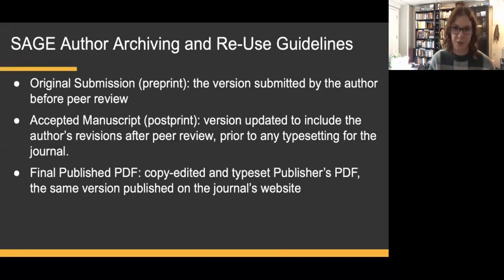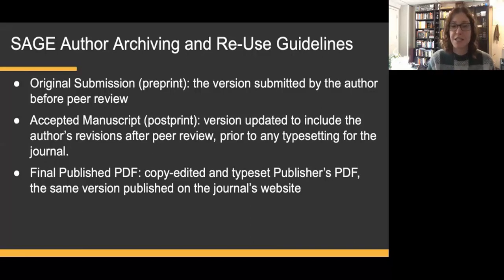So I'll turn back to an example from Sage. They have what they call author archiving and reuse guidelines, which you can find on their website and which outlines what you're going to see in a publishing agreement. So this is really critical here. They have these definitions of 3 different versions of your article. These versions can go by a lot of different names. The first one is original submission, sometimes called a preprint. This is the version of the article that was submitted right from the start before any peer review.